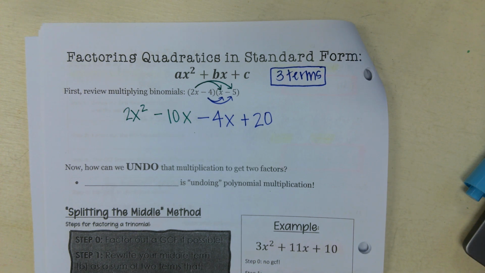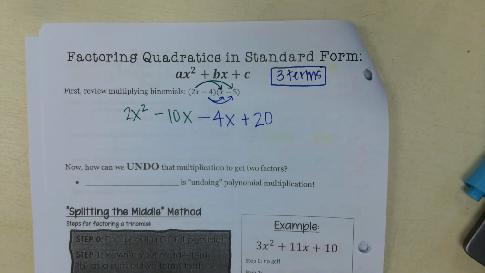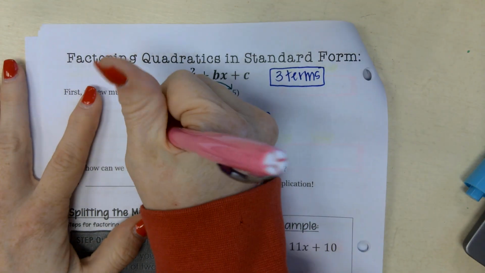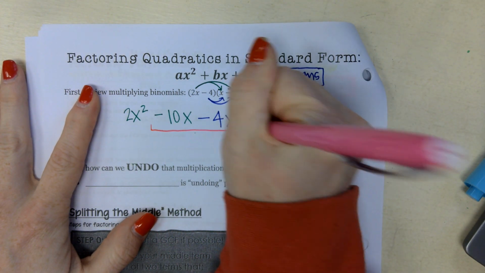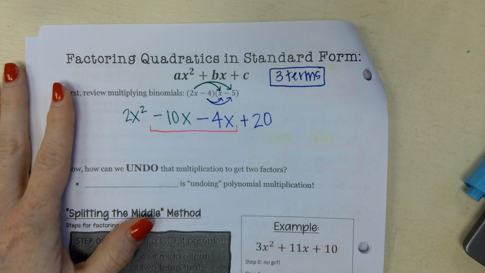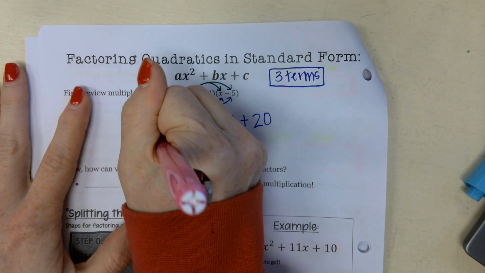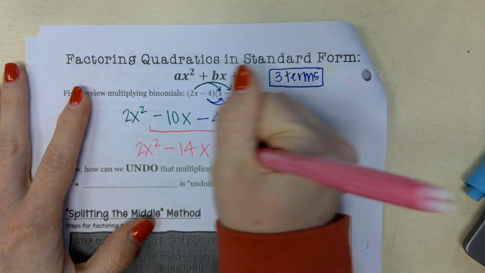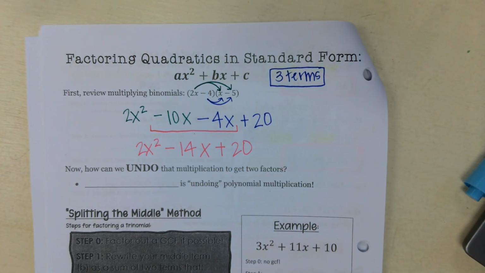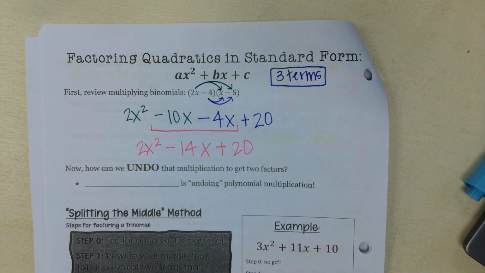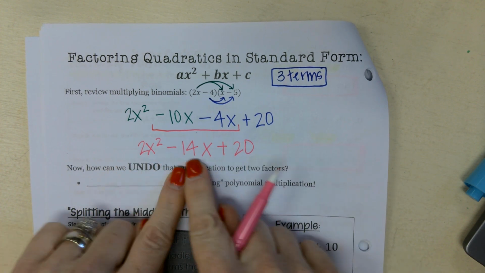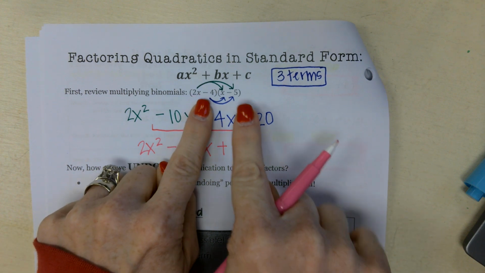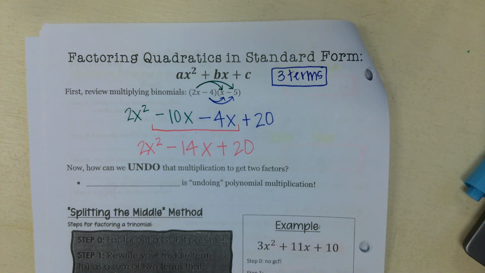All right, then, what would my last step be? To combine my like terms, to add the things that look alike. Do I change my exponents anymore at this point? No. Okay? So I'm going to combine these two. All right? So this simplifies, and it gives me 2x squared minus 14x plus 20. Okay? All right, so notice that I got 3 terms out of multiplying a binomial times a binomial.